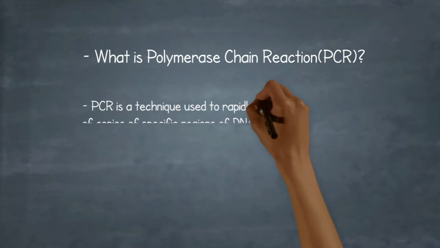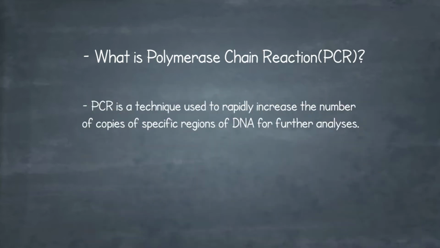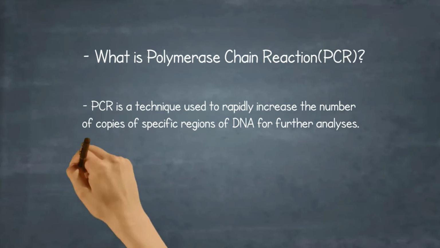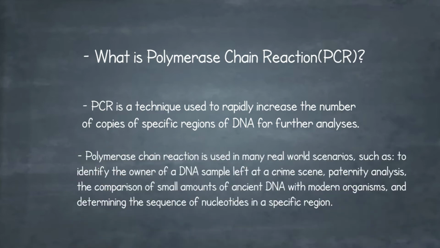The polymerase chain reaction is a technique used to rapidly increase the number of copies of specific regions of DNA for further analysis. Polymerase chain reaction is used in many real-world scenarios, such as to identify the owner of a DNA sample left at a crime scene, paternity analysis, and the comparison of small amounts of ancient DNA with modern organisms.